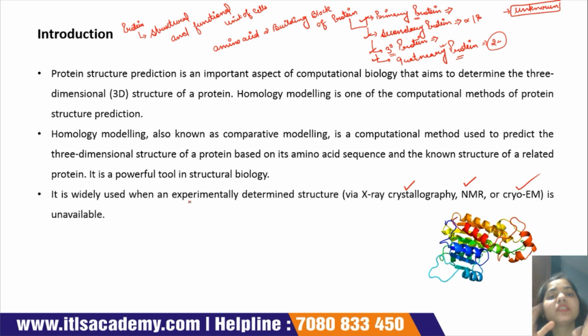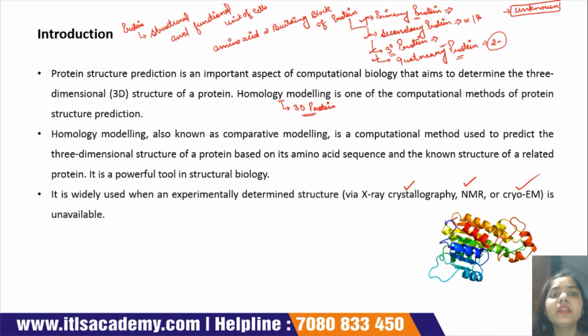In a biological system there are lots of proteins available. The structures of proteins are determined with the help of X-ray crystallography, NMR and cryo-EM. But there are some proteins whose structures are not determined by these experimental methods. The structure of those unknown proteins we understand with the help of homology modeling. What is the key aspect of homology modeling? The key aim of homology modeling is to describe the 3D structure of protein.